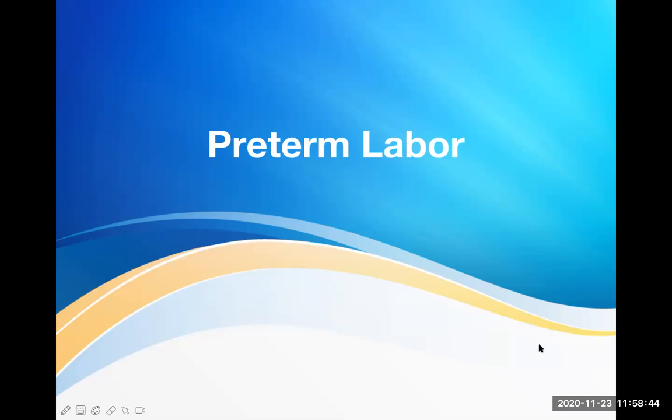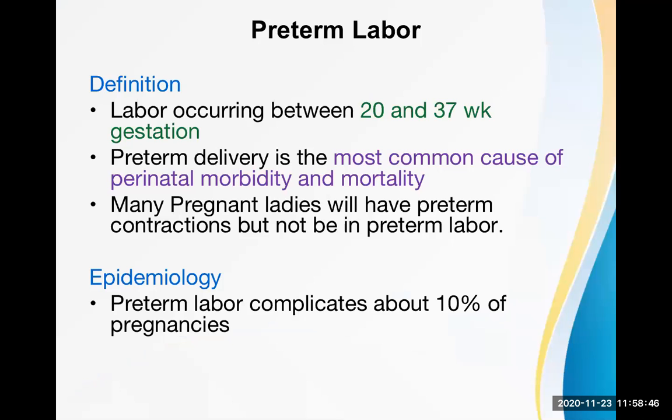Wonderful. So let's enter into the topic now. See here. Labor occurring between 20 and 37 weeks gestation is called preterm labor. Preterm delivery is the most common cause of perinatal morbidity and mortality all over the world. Now, before I go further, tell me what is the meaning of perinatal period first? Sir, it is the period between pregnancy and up to a year after the birth.